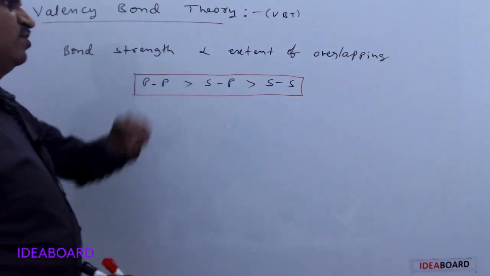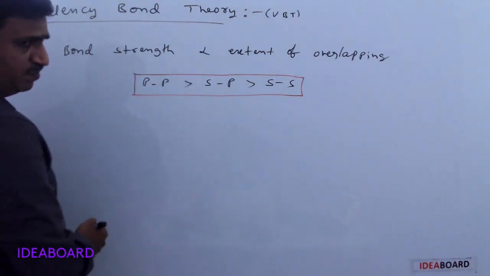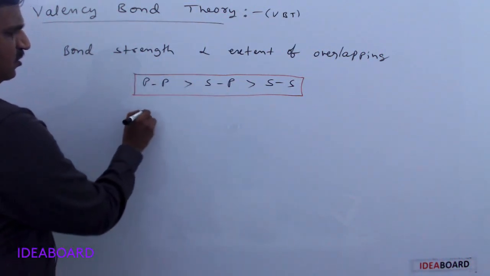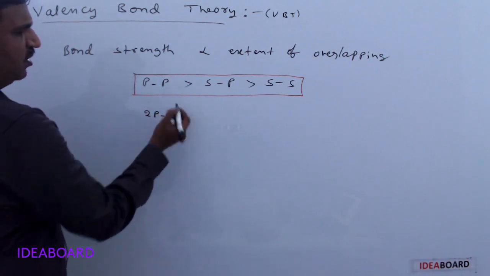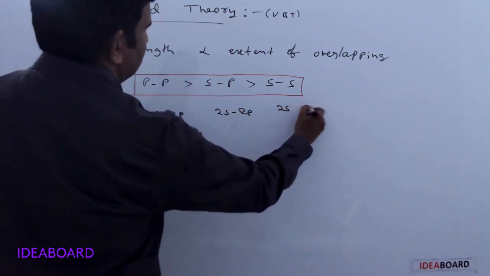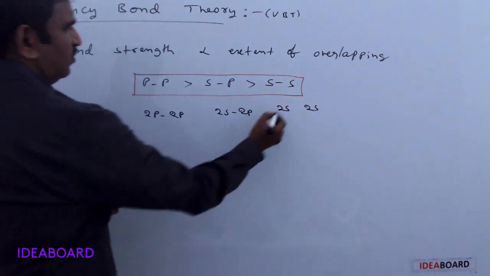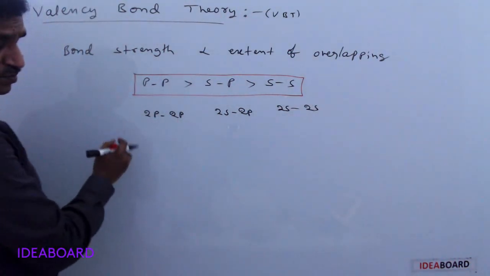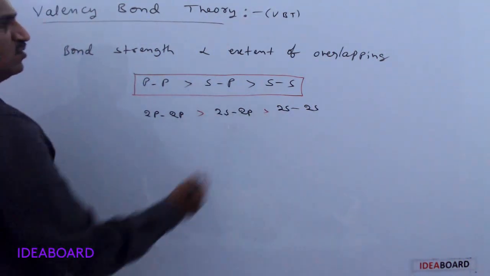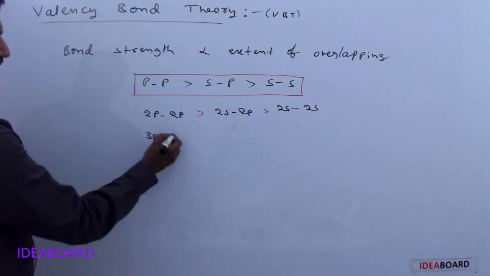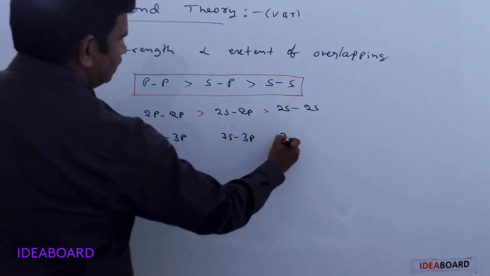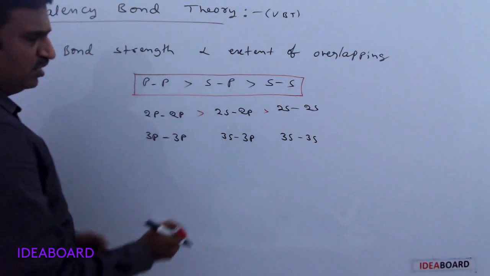PP overlapping, SP overlapping, SS overlapping, whatever the number of shells, whatever the principal quantum number value. For example, 2p 2p orbitals are taken, 2s 2p orbitals are taken, and 2s 2s orbitals are taken. Then what is the overlapping order with the stronger bond strength? 2p 2p is stronger than 2s 2p, which is stronger than 2s 2s. Similarly, 3p 3p overlapping is stronger than 3s 3p overlapping, which is stronger than 3s 3s overlapping.